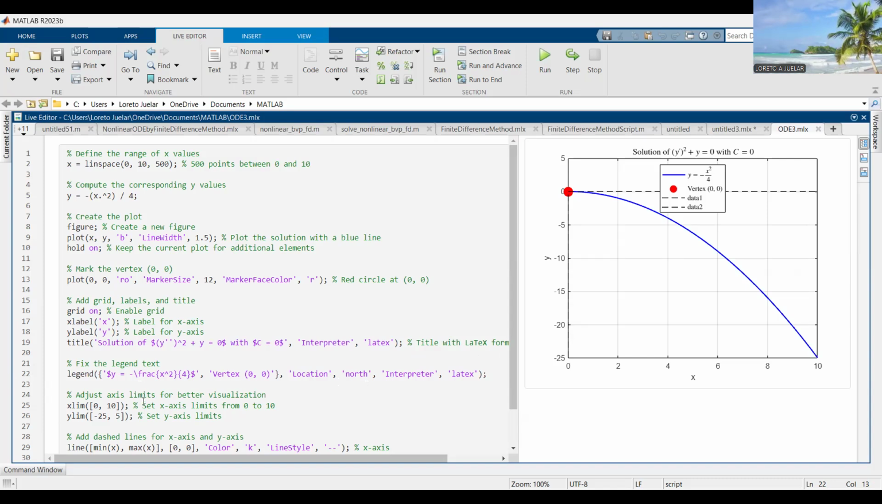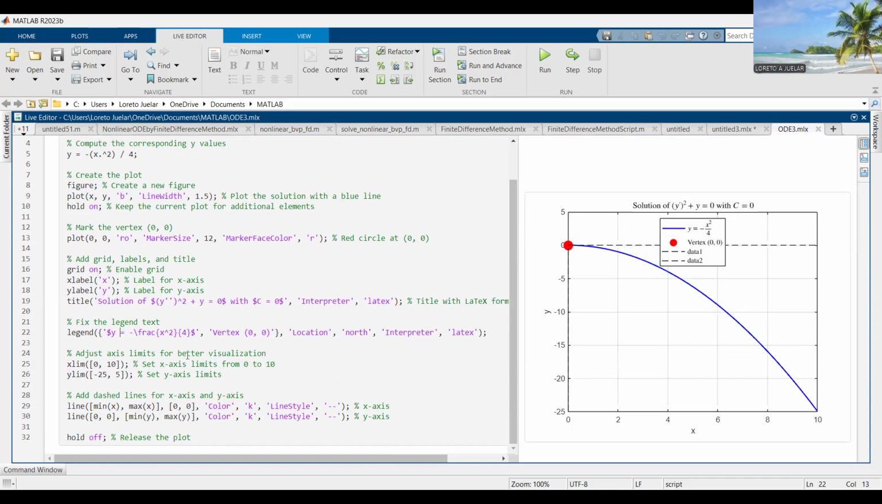Okay. Then adjust the axis limits for better visualization. So we have the x limit from 0 to 10, then the y limit from negative 25 to 5 here.